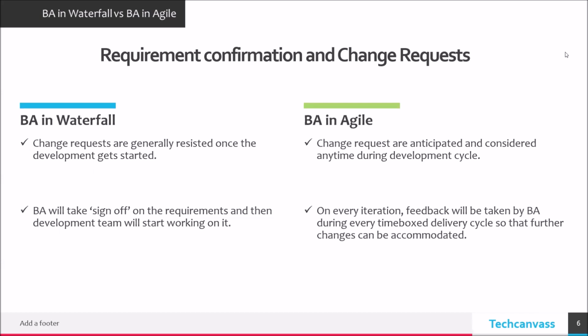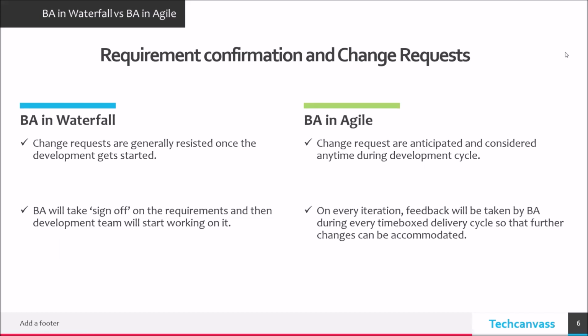BA in Agile methodology is completely opposite in the scenario. Change is always anticipated and accommodated anytime during the project development. This enables timely rectification of any odds, queries, questions arising during the cycle.